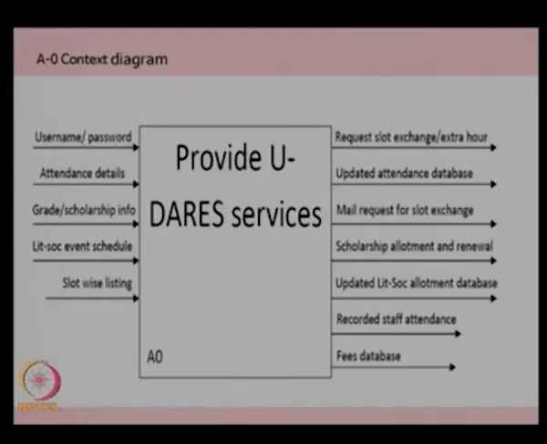Now, in this context diagram, you know that A0 is the main function: provide UDARE services. Now, we need to see how to decompose this into its sub functions. That will be coming in the first level diagram, or the A0 diagram. In the A0 diagram, we will try to decompose these functions into A1, A2, A3 and so on, depending on the number of sub functions, we will divide this into many functions.